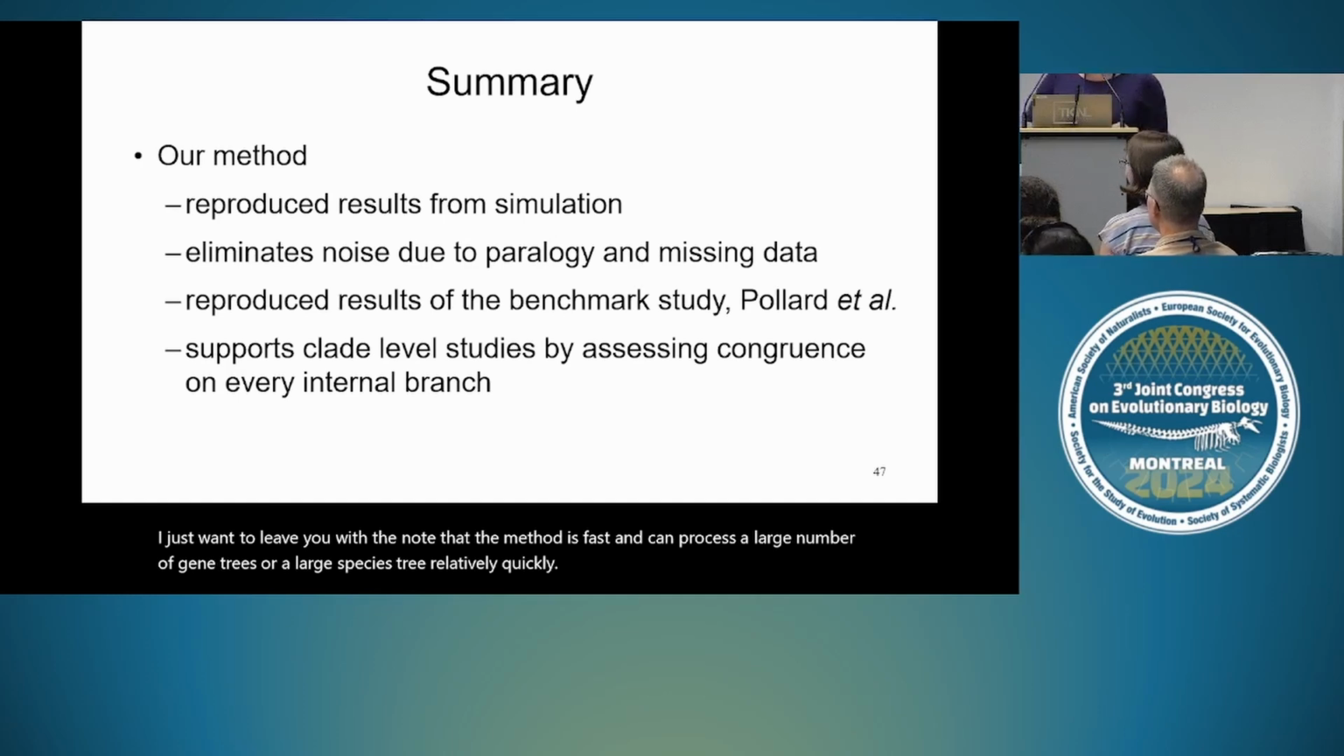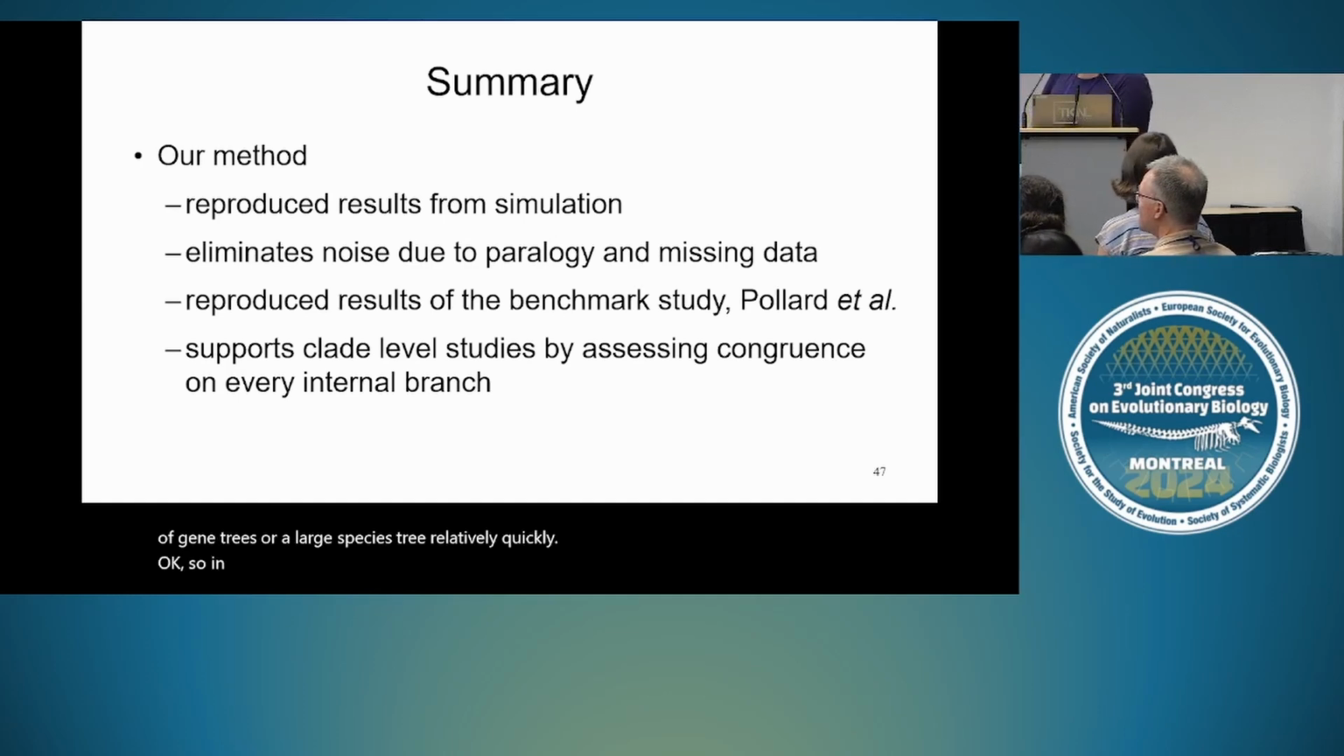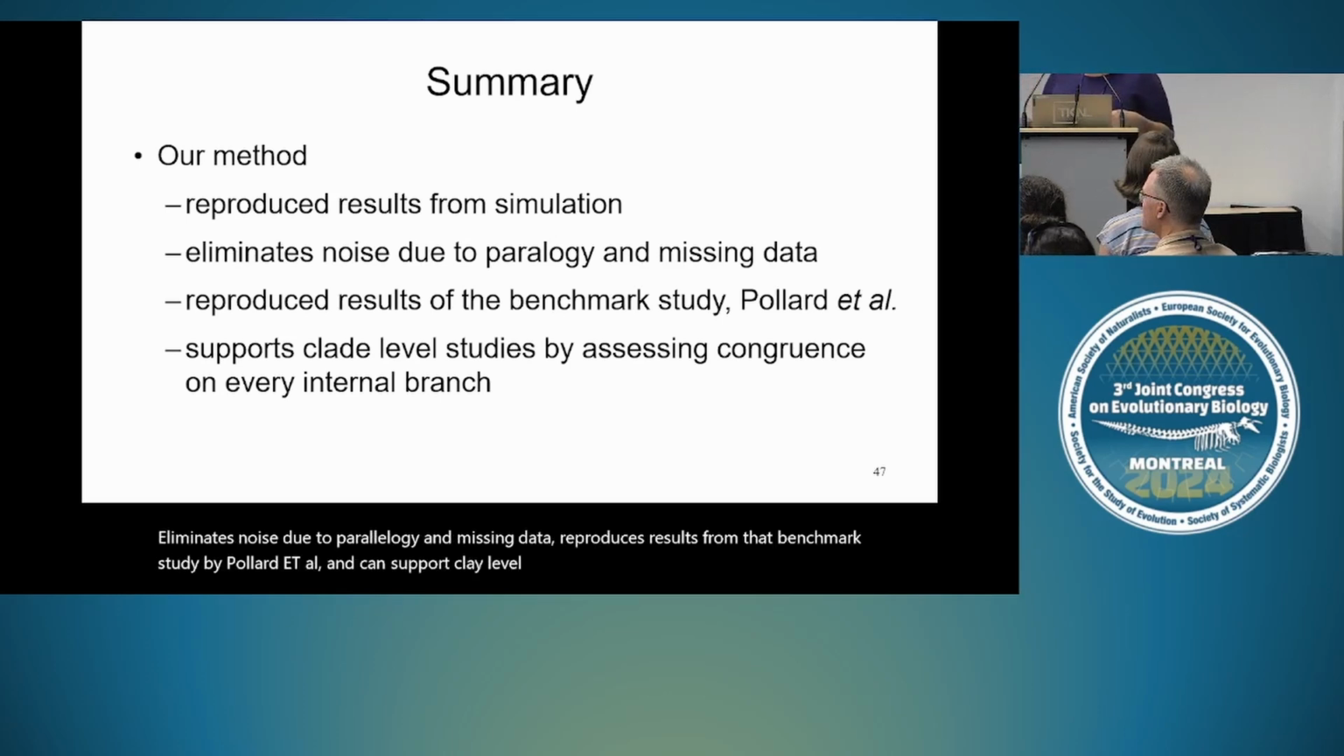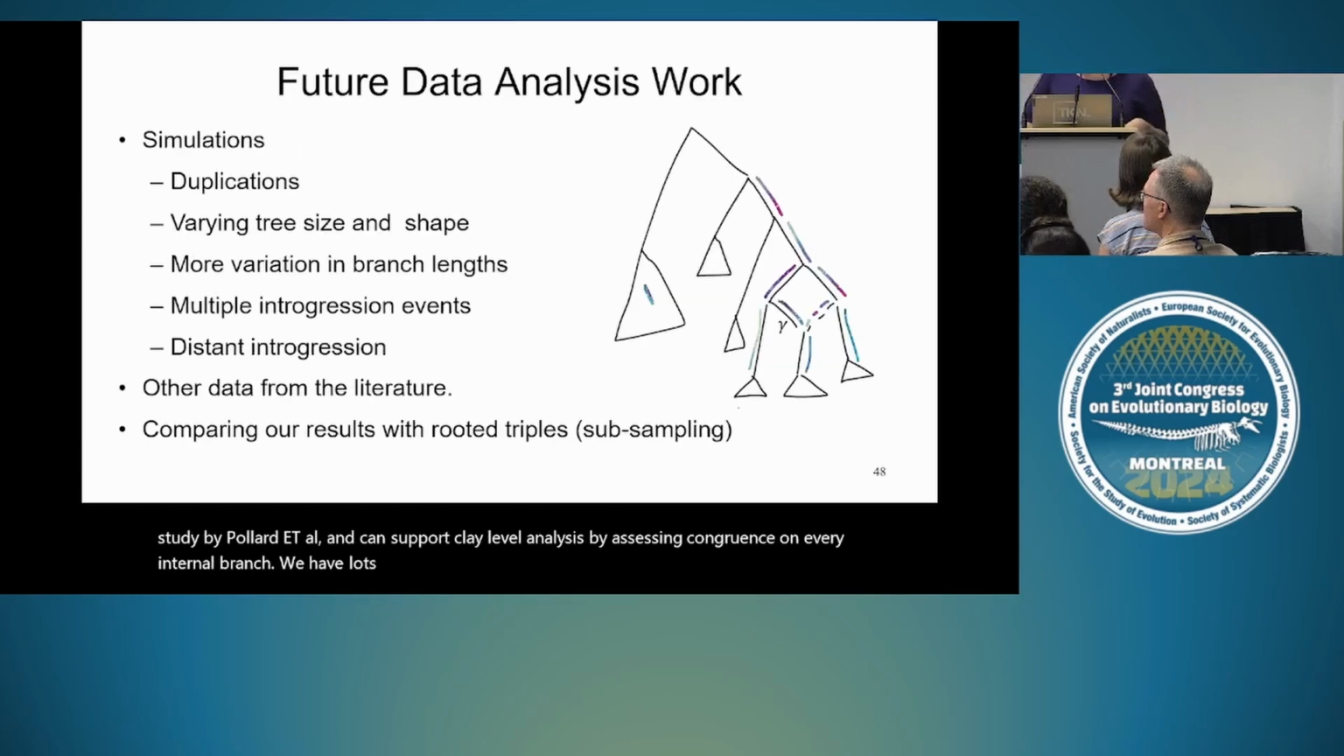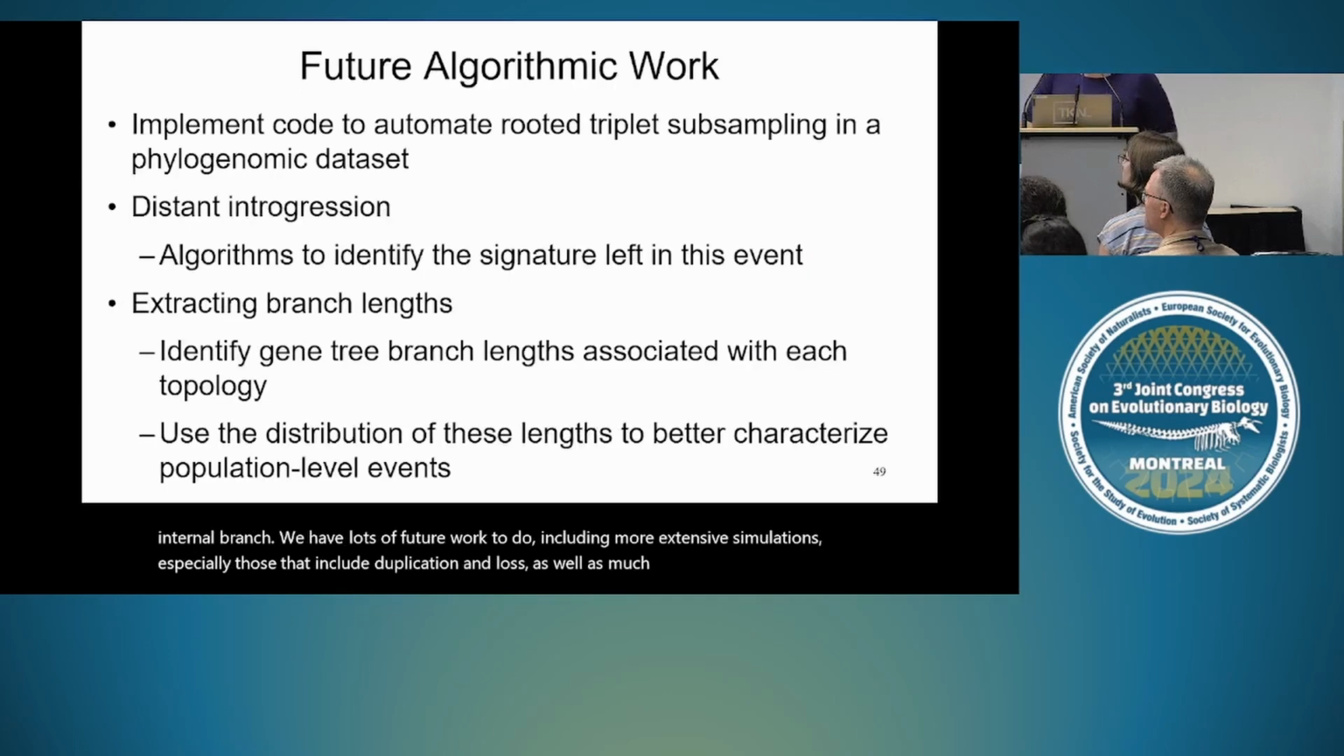Okay. So in summary, our method reproduced results from simulation, eliminates noise due to paralogy and missing data, reproduces results from that benchmark study by Pollard et al., and can support clade-level analyses by assessing congruence on every internal branch. We have lots of future work to do, including more extensive simulations, especially those that include duplication and loss, as well as much more algorithmic work and software implementation, such as extracting branch lengths associated with each topology.